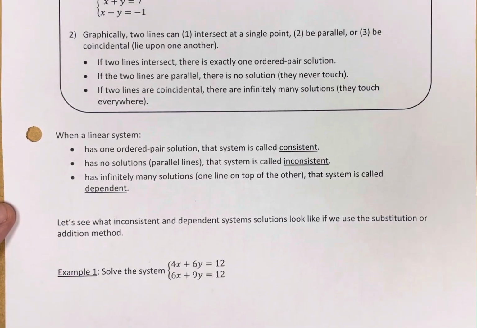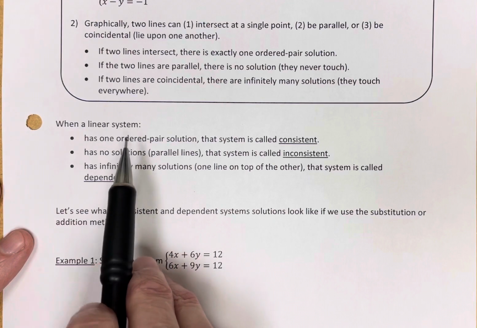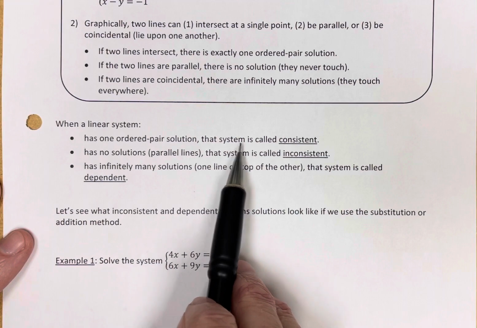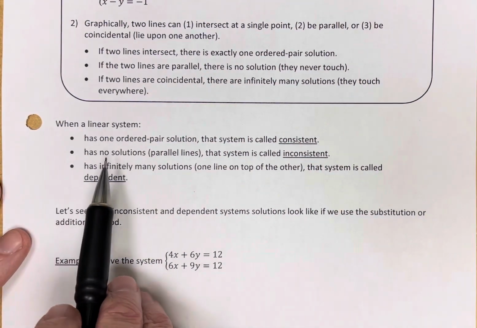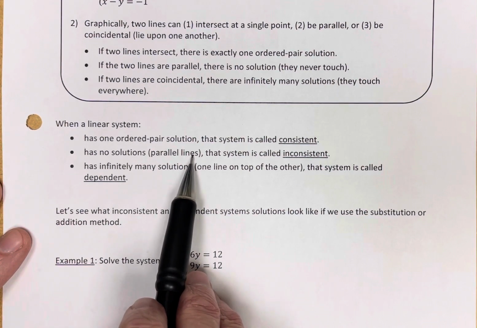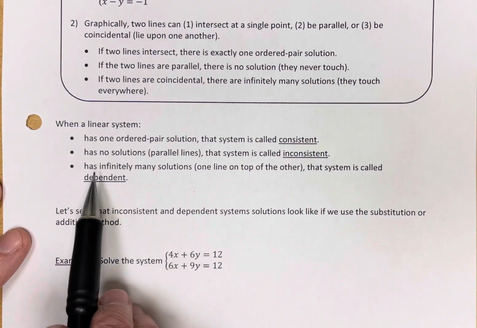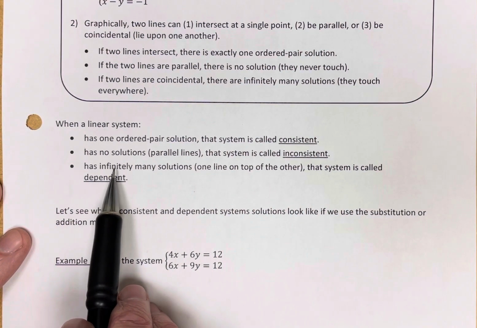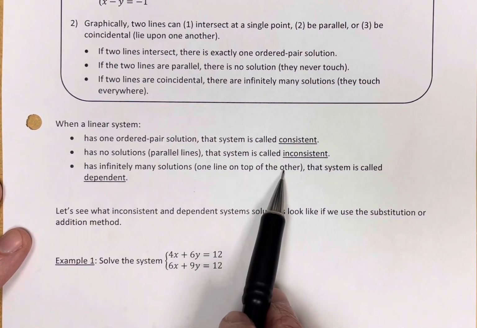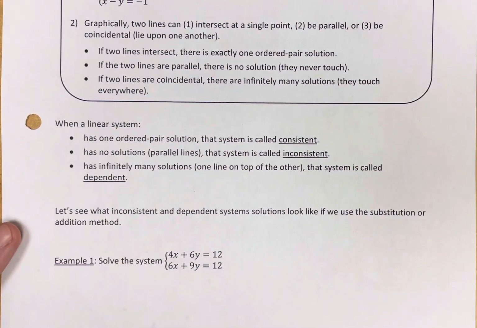Okay, a little vocabulary. Math is a language, lots of vocabulary. When a linear system has one ordered pair solution, we call that system consistent. When a linear system has no solutions, in other words, the lines are parallel, we call that system inconsistent. And finally, when the linear system has infinitely many solutions, the one line on top of the other, a coincidental case, that system is called dependent.